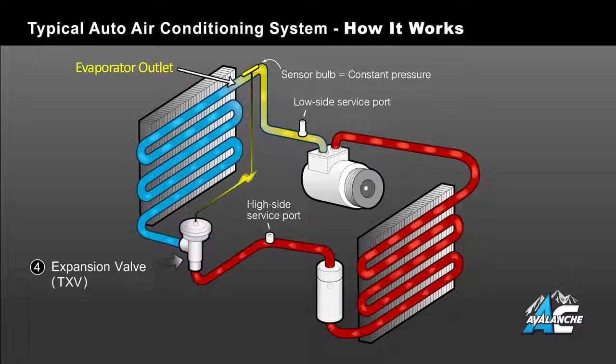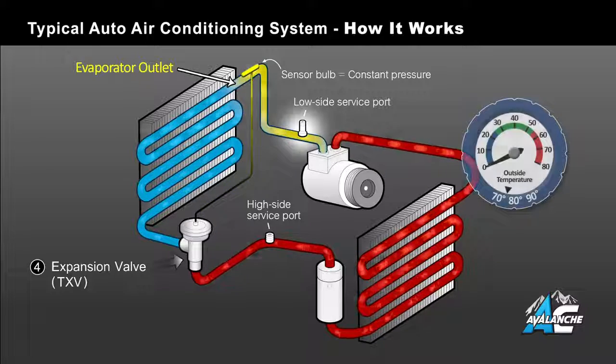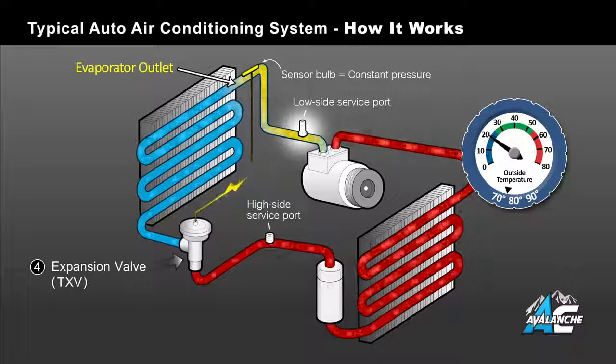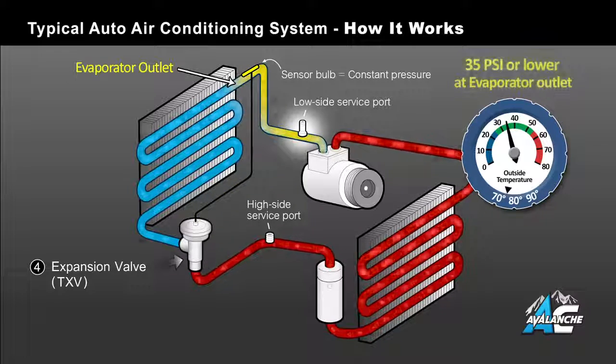Because the evaporator's outlet temperature is used to regulate the TXV valve, it sets a maximum operating pressure at the evaporator outlet. It then flows through the low side service port, where in many cases it is being measured by a low side gauge only to charge the system. As refrigerant is added, the pressure on the low side rises until it reaches its maximum operating pressure, which is typically 35 psi or lower.